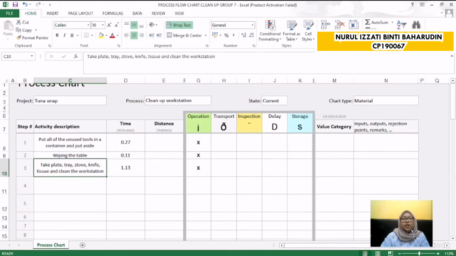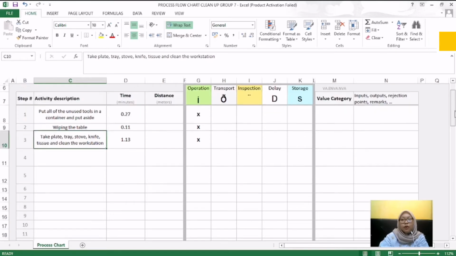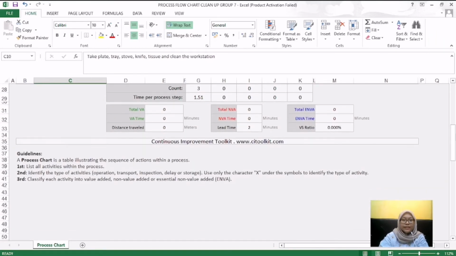So for the last process, which is clean up the workstation, we only have 3 activities. The highest time taken in this process is the last step, which is take plate, tray, stove, knife, tissue, and clean up the workstation, at 1.13 minutes. This is because there are a lot of kitchen appliances and they are quite heavy. Other than that, we have to wipe the entire workstation to make it clean. The lead time of this process is 2 minutes.